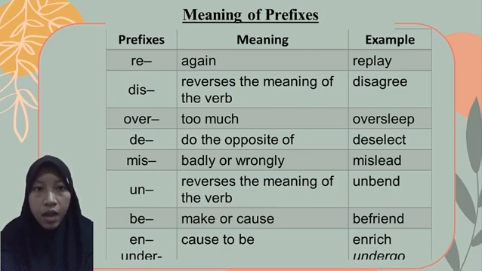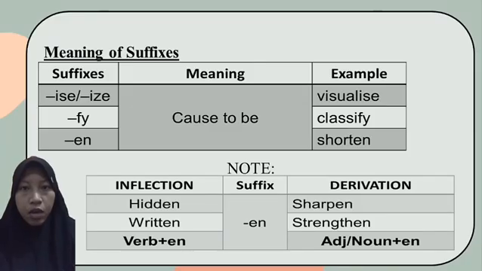For example, disagree. The third is over, which has the meaning of too much. For example, oversleep. The fourth is de, which has the meaning of do the opposite of. For example, deselect. The fifth is mis, which has the meaning of badly or wrongly. For example, mislead. The sixth is un, which has the meaning of reverses the meaning of the verb. For example, unbend. The seventh is be, which has the meaning of make or cause. For example, befriend. The eighth is en and under, which has the meaning of cause to be. For example, enrich, undergo.